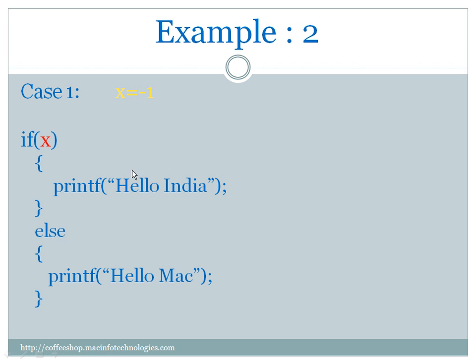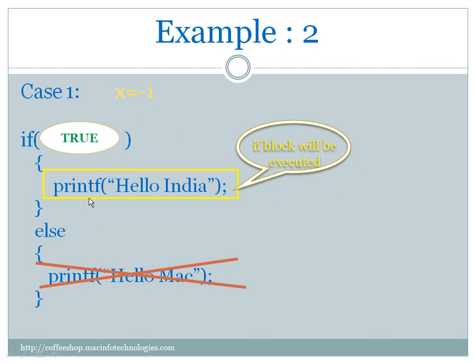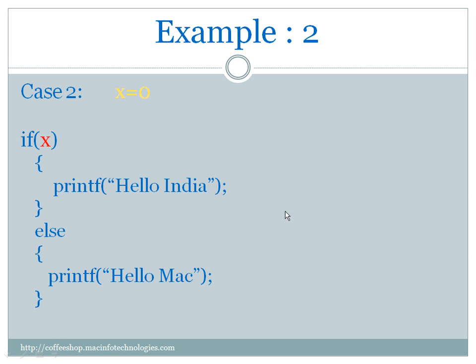So we'll see example 2. Here x is equal to -1. We are checking for a condition if x. Whenever there is a non-zero value, and -1 is a non-zero value, it is true, the if block is executed and the else block is skipped. So we get output as hello India.